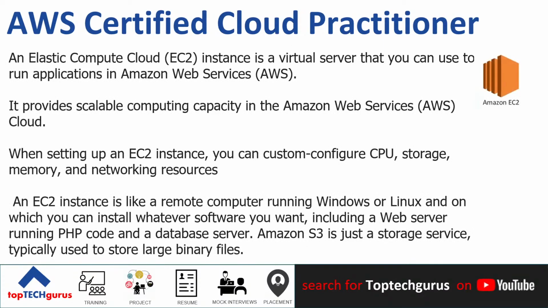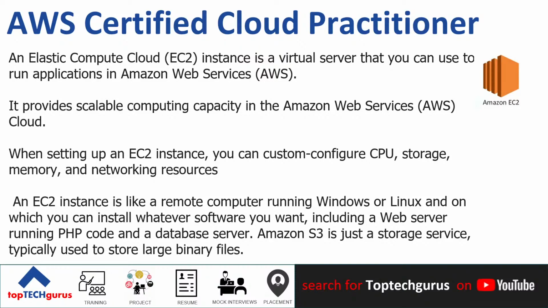EC2 is a virtual server that you can use to run applications on AWS. It provides scalable computing capacity in the AWS cloud. When you set up an EC2 instance, you can custom configure the CPU, storage, memory, and networking resources. An EC2 instance is a remote computer. You run Windows or Linux, but you can just log in from your computer into a remote computer that is sitting somewhere else, and you can install whatever software you want on that.